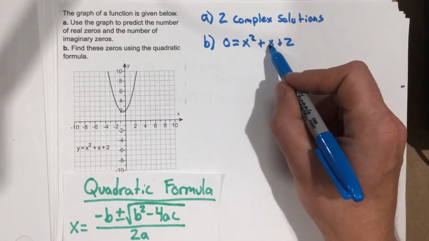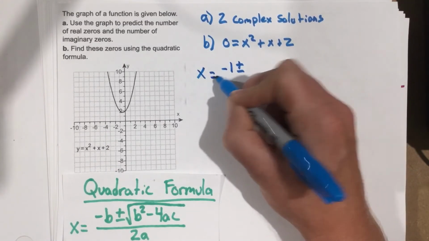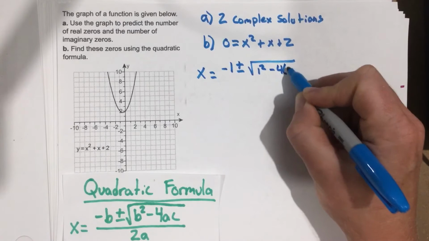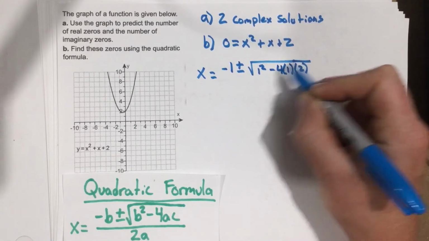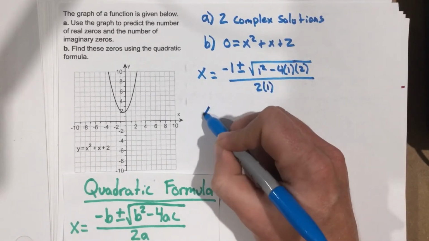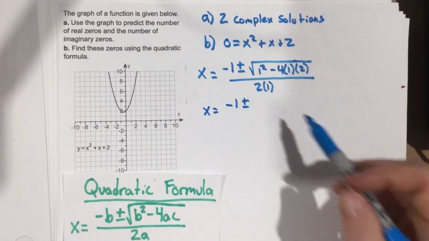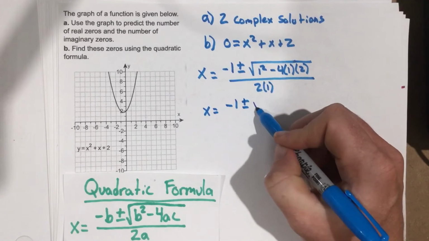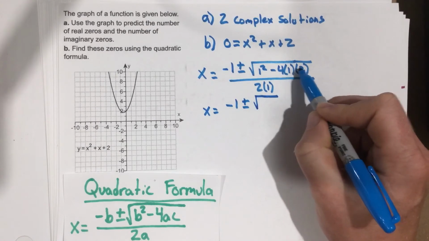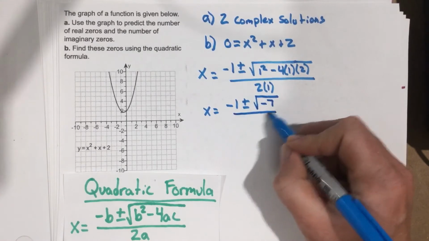If we use the quadratic equation, we're going to have b be 1, right? So we're going to have negative 1 plus and minus, let's write x equals, root 1 squared minus 4 times a, which is 1, times c, which is 2. And we're going to put that all over 2 times a, which is 1. So we have x equals negative 1 plus and minus. This one's easy enough that I can just say that this is going to be root 1 squared is 1, minus 4 times 1 times 2, that's minus 8. So we have 1 minus 8, which is negative 7. And that's over 2.